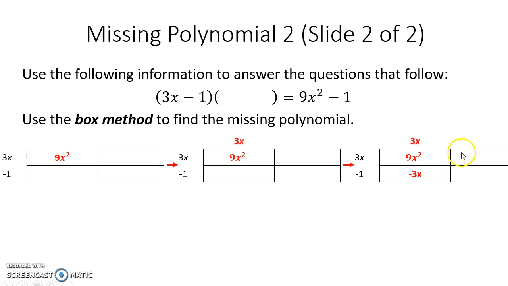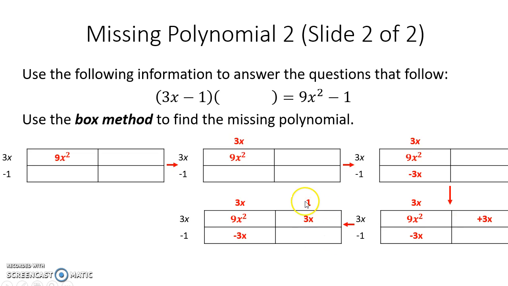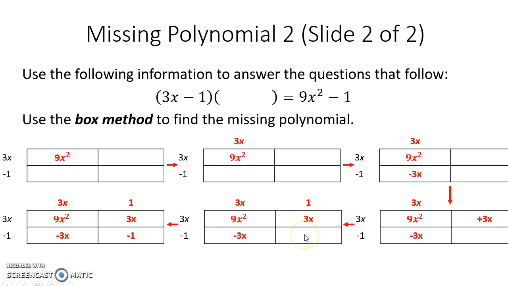Finally, we want these two terms, because we know they're going to both be x, we want them to add to give us 0 because we don't have an x term here. So the term that's going to cancel negative 3x out is a positive 3x. Those will cancel to be 0, which is what we want. Next, 3x times what gives us 3x? Well, that's 1. So 1's going to come up here. Finally, 1 times negative 1 gives us negative 1. So our missing polynomial is 3x plus 1.